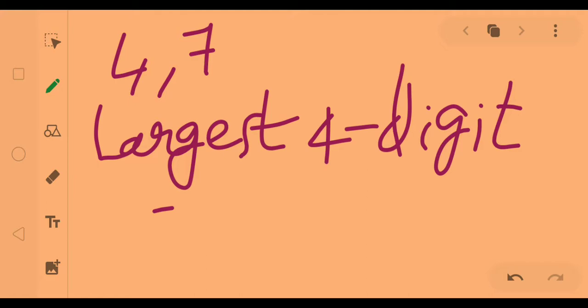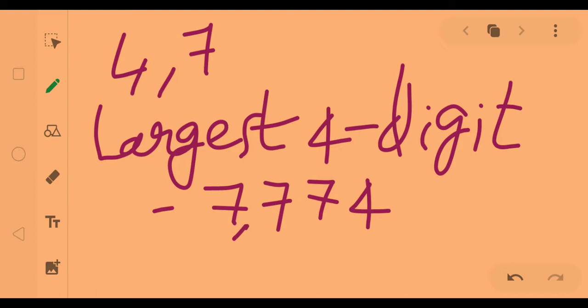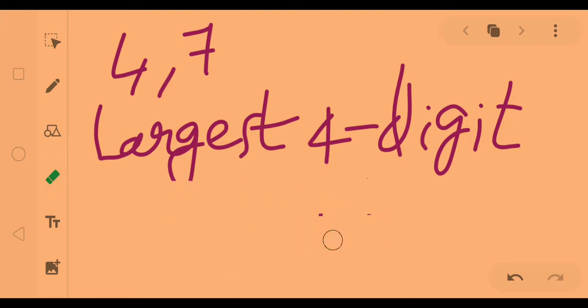If repetition is allowed, we are going to write the largest number, so the digit to be repeated is 7. How many times can we repeat 7? 7 can be repeated 3 times, and because we are writing a 4-digit number, at last we write 4. So the largest 4-digit number using 4 and 7 is 7774.